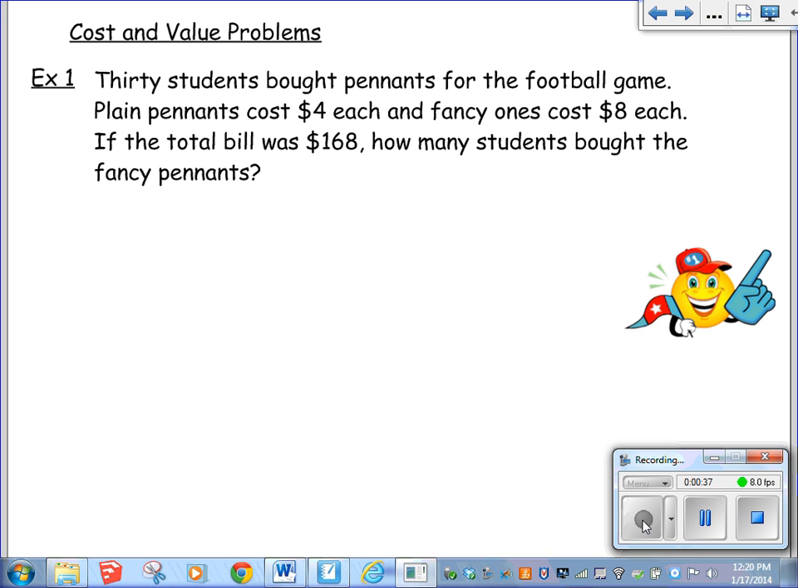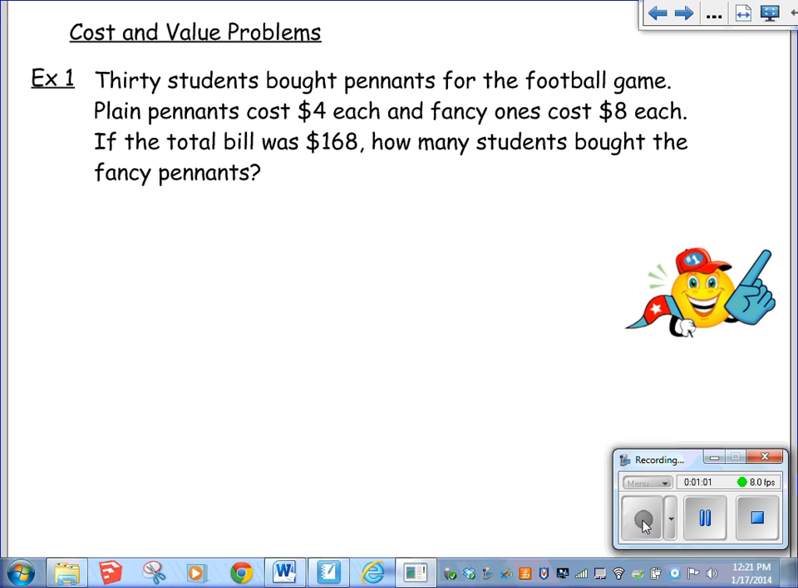Gosh, I counted 4 numbers in that problem myself. Let's see if we can find all 4 numbers. Find one and tell me what it is. Anna? 30. And what is 30 representing? The number of students. It's also representing what? It's also representing the amount of pennants, because each of those students bought a pennant.